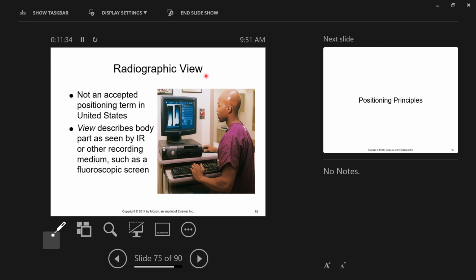So we just don't use the term radiographic view. Now, offhandedly used as a non-technical term, radiographic view might be acceptable, but for use in technical terminology, the word view is not used simply because it describes the body part as viewed from the image receptor, and we just don't do that. We describe the body parts as viewed from the X-ray tube, which is called a projection. Okay.